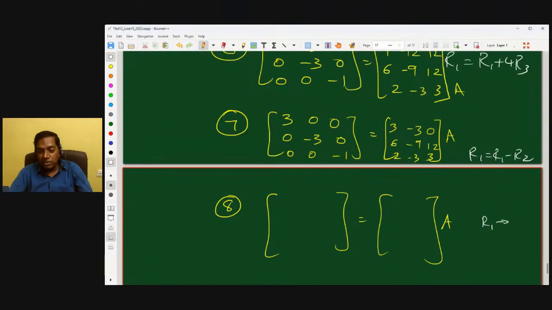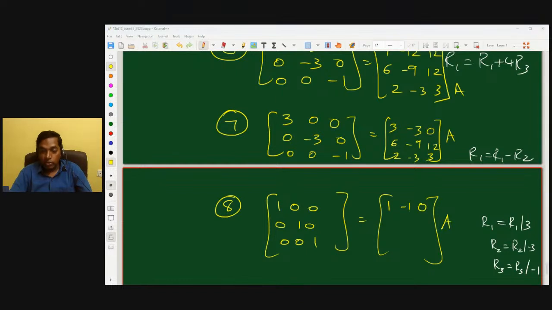Okay, just to save time, R1 is R1 by 3 and R2 is R2 by minus 3 and R3 is R3 by minus 1. If I do all of these, I don't want to write it as three separate steps. I'll get 1 0 0, 0 1 0, 0 0 1. Just remember to do it clearly. R1 by 3 will give 1 minus 1 0. Then R2 by minus 3 will give minus 2 3 and minus 4. And R3 by minus 1 will give minus 2 3 and minus 3.